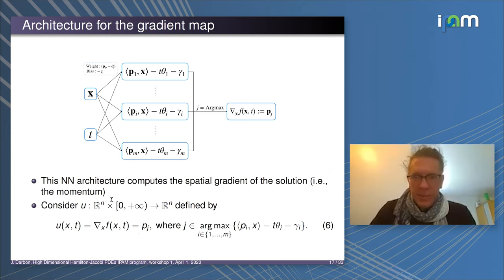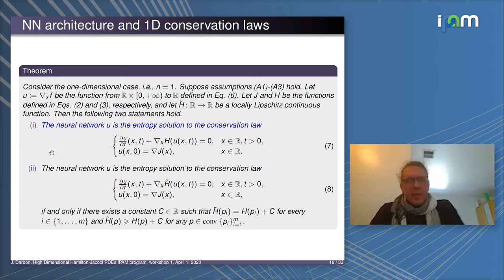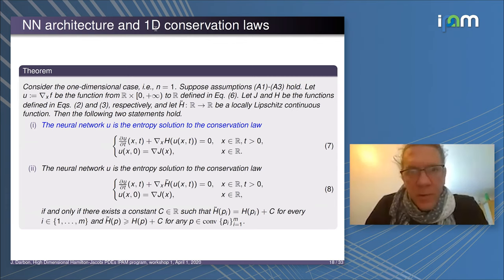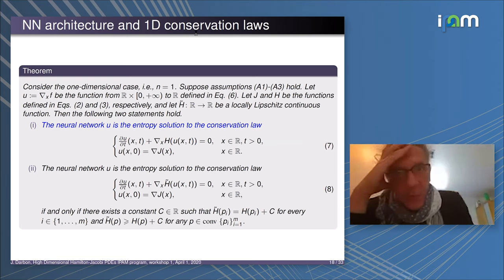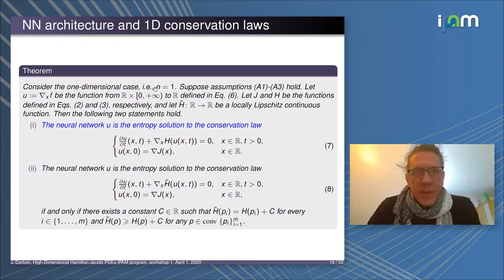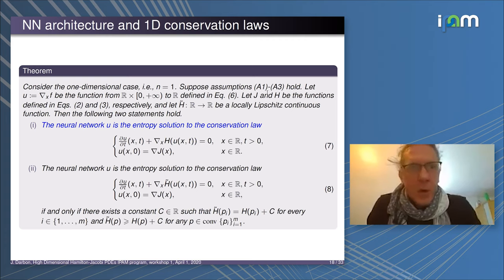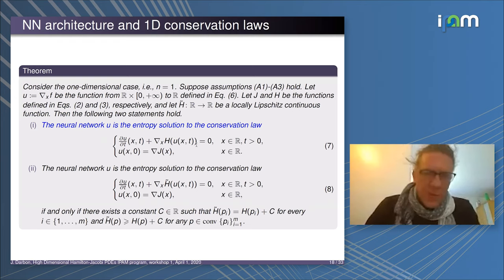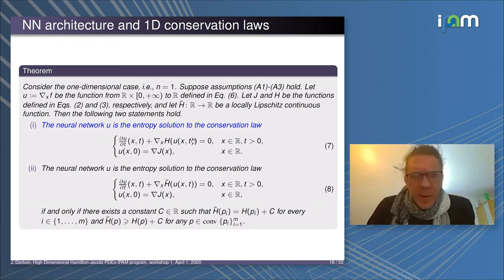Okay. So what we get is specific for dimension one, because those will relate to 1D conservation laws. So we assume here that the dimension is one. We also assume that the previous assumptions, A1, A2, and A3 hold. Then the map defined by the neural network actually will compute the entropy solution to the following Hamilton-Jacobi conservation law. So you take your Hamilton-Jacobi and you formally differentiate with respect to X, and then you get that this map is actually the unique entropy solution to this.